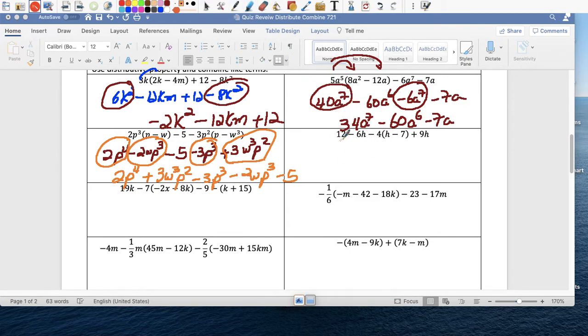Okay. Next one, 12 does nothing, minus 6h does nothing, but the 4 here is going to be multiplied, so we get negative 4h plus 28, right? Distributed properly. And then plus 9h. Combine like terms, yeah, we have a bunch. Let's combine this fella, minus 6h, minus 4h, and plus 9h. So that was going to give me negative h, right? Because negative 6 and negative 4 is negative 10, and negative 10 plus 9 is negative h, or negative 1h. And then the 12 and 28, they're both positive. Combined, so you give 40.